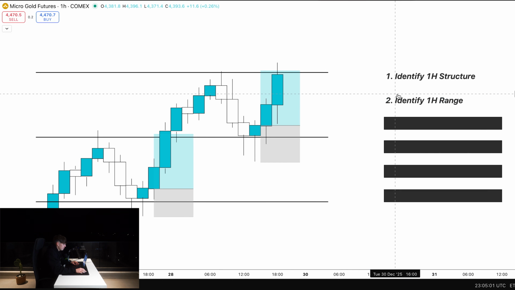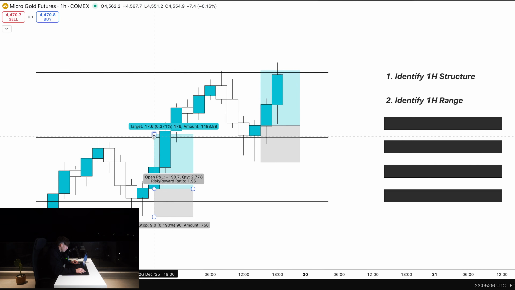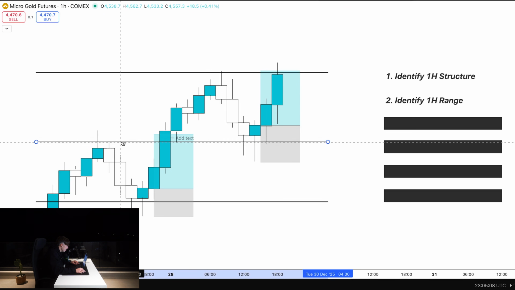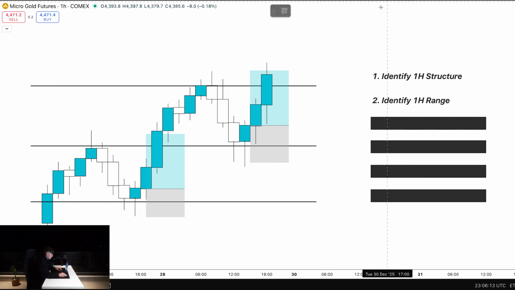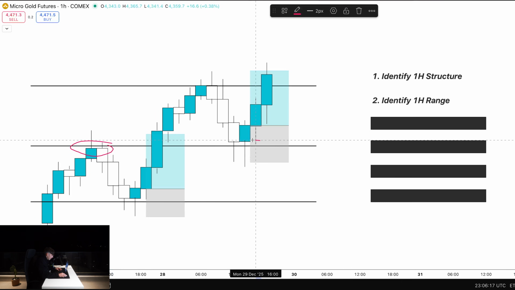Now, step number 2 is very simple. We need to identify the 1 hour ranges. And what I mean by that is very clearly we need to identify the support and resistance levels. Now, the way that we're going to identify these levels is very simple. We need to find areas of rejection that are appearing over and over on the chart.